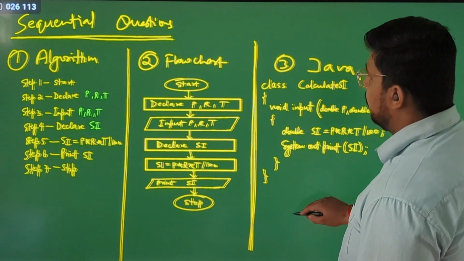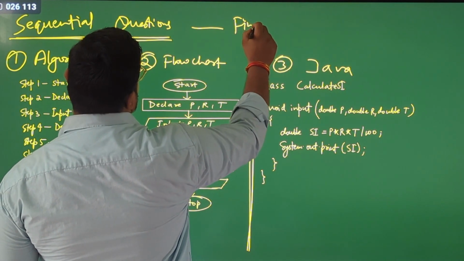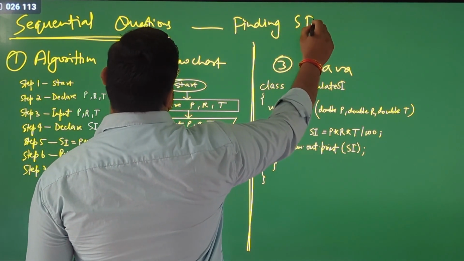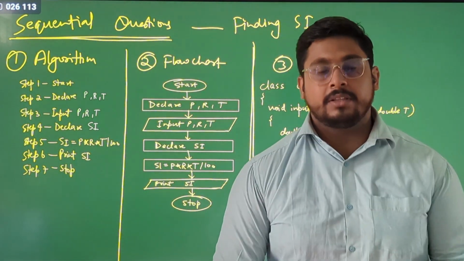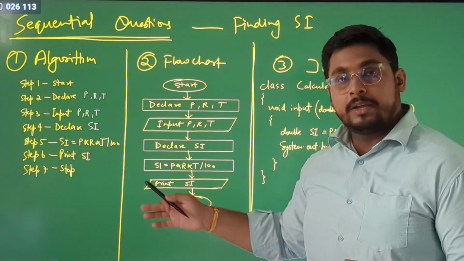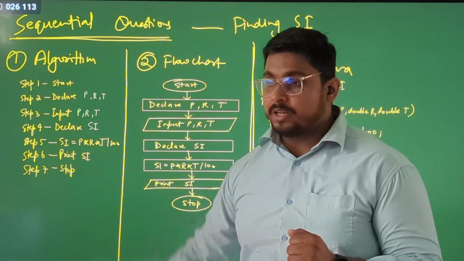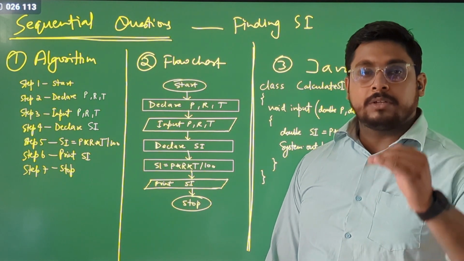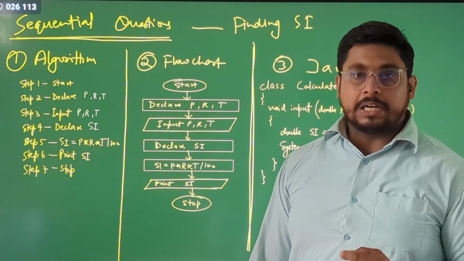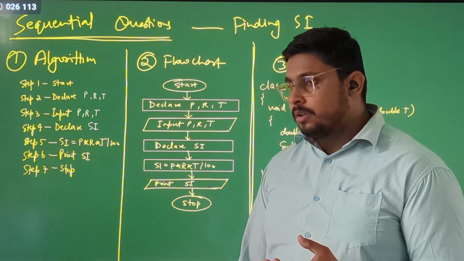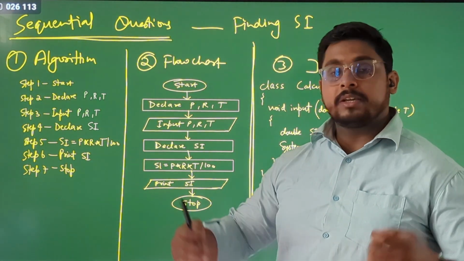The sequential question which I put here was finding SI. Now finding SI has these three things: the algorithm part, the flowchart, and the Java part. Now these all questions, why did I call them sequential? Because they are executed one after the other. First, declaration is done of principal, rate, time, SI. We declared a variable for principal. Let us call it capital P.